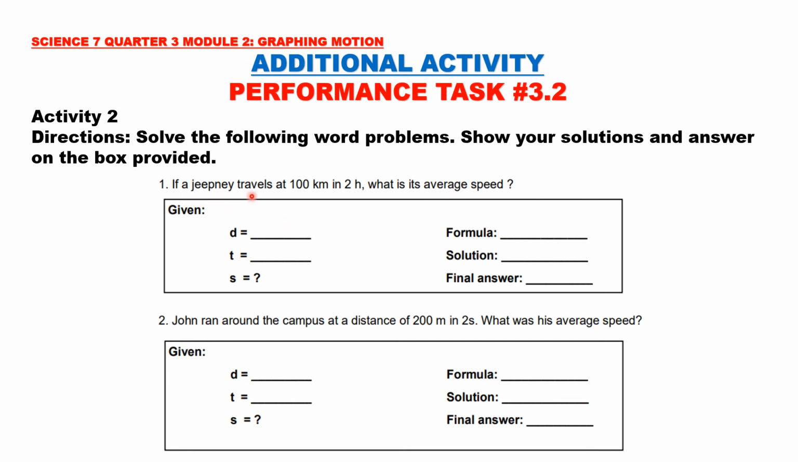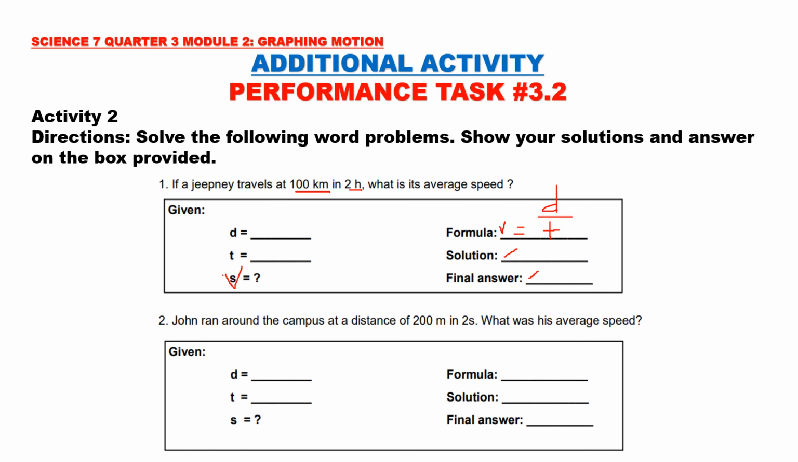Number 1, if a jeepney travels 100 kilometers in 2 hours, what is its average speed? To solve this, you will use our formula for speed. Speed, represented by a small letter s, is equal to distance divided by time. Just substitute our given values into the formula to answer this. Distance is 100 kilometers. Our time is 2 hours. Speed is unknown.